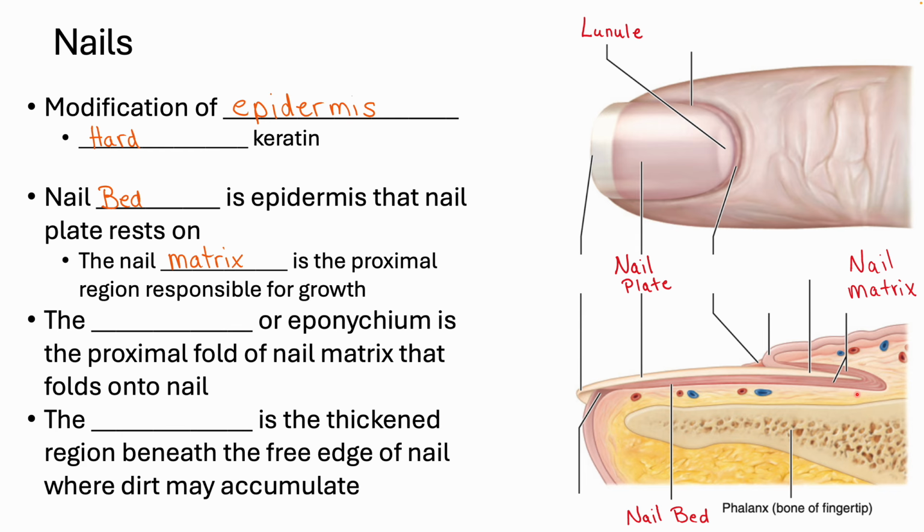And then we have the cuticle or eponychium. That is the proximal fold of the nail matrix that ultimately folds onto the nail. So you can see this portion right here that is folding onto the actual nail that is continuous with the nail matrix.